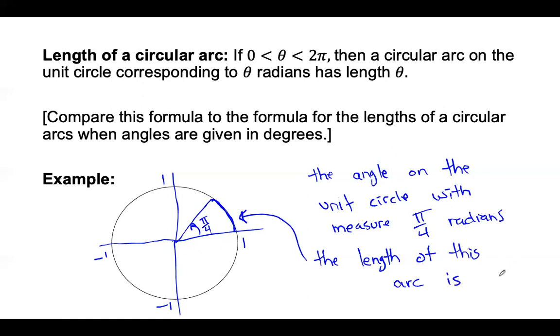Pi over 4? Did I hear that from the audience? Yes, it's pi over 4. So it's kind of interesting. It's kind of really cool. So if you know this angle, you know the length on the arc of the circle. It's the same thing. Interesting, right? It's actually quite interesting.